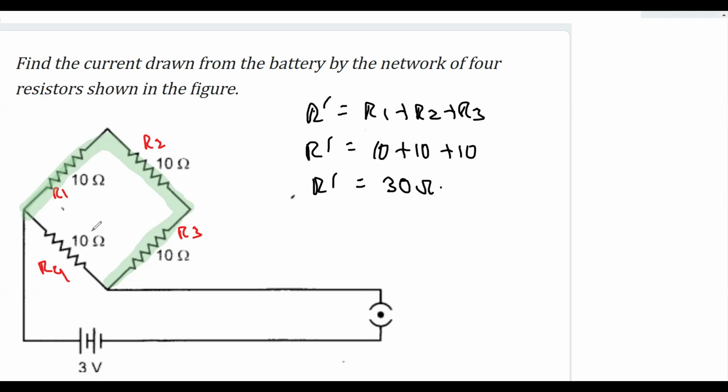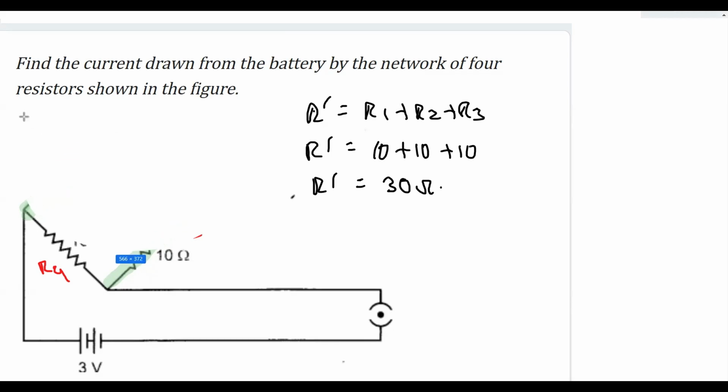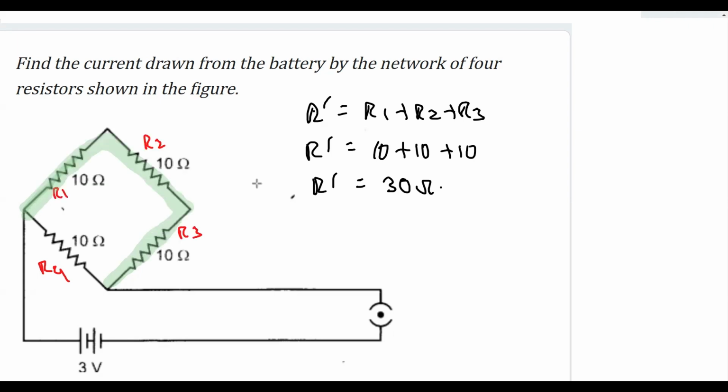Now let's figure out about this R4. R4, as you can see, is independently connected. By that I mean if I remove these 3 resistors, or if they stop working, current continues to flow in R4. So it is independently connected with R dash. So we can say that it is parallel.